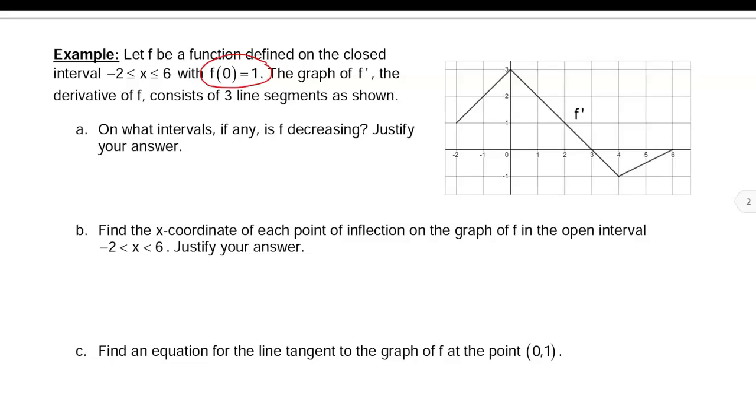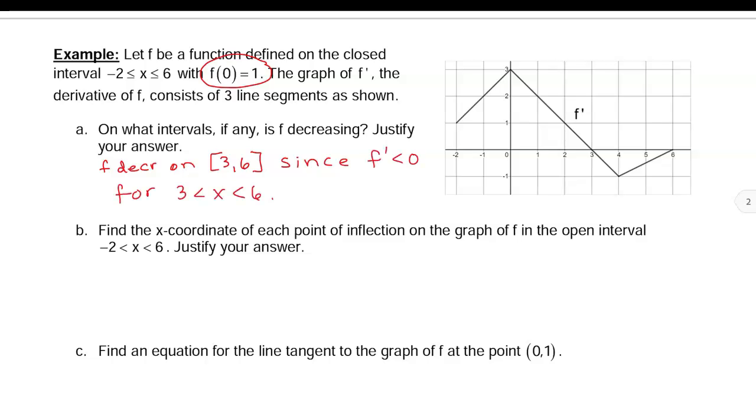F is going to be decreasing where the first derivative is negative. So look at the graph of the first derivative. It is negative from 3 to 6. So we're going to say f is decreasing on 3 to 6 since f prime is less than 0.